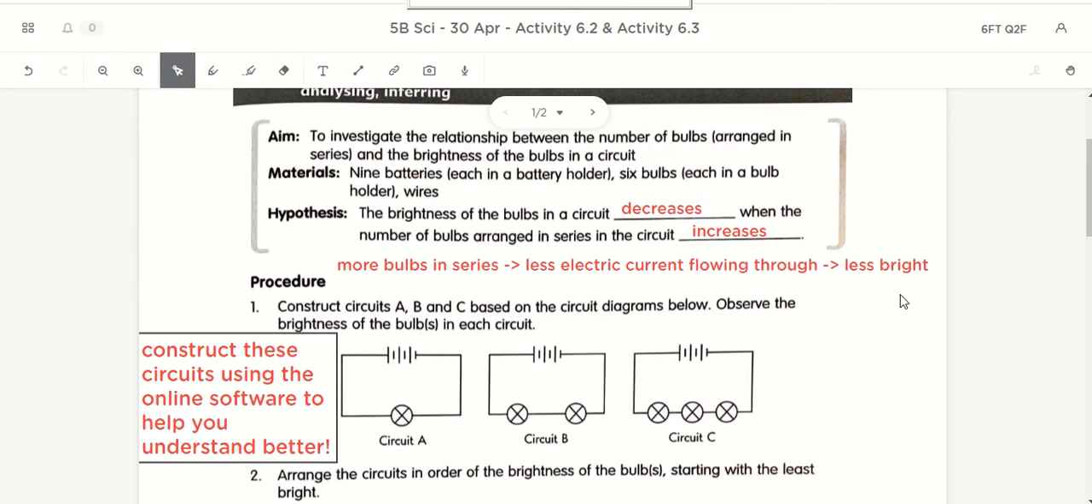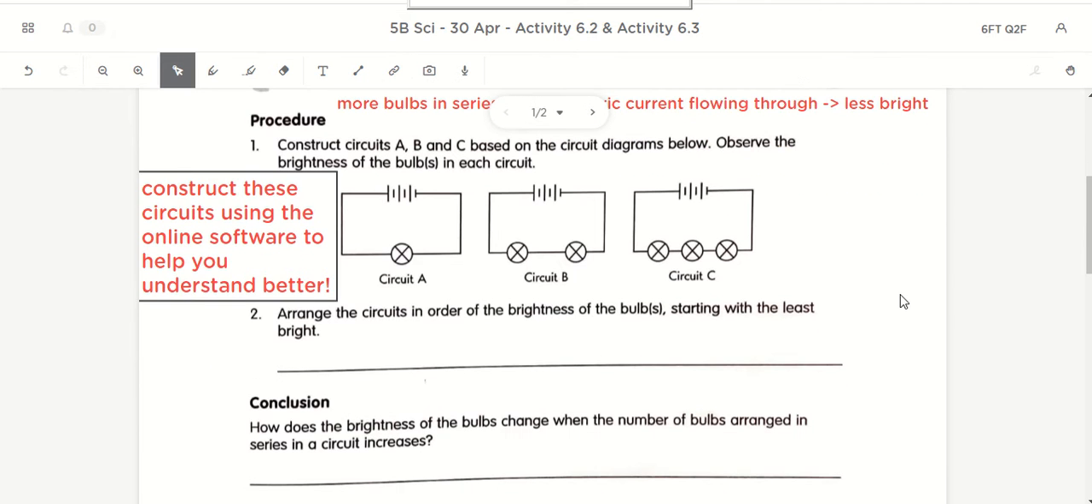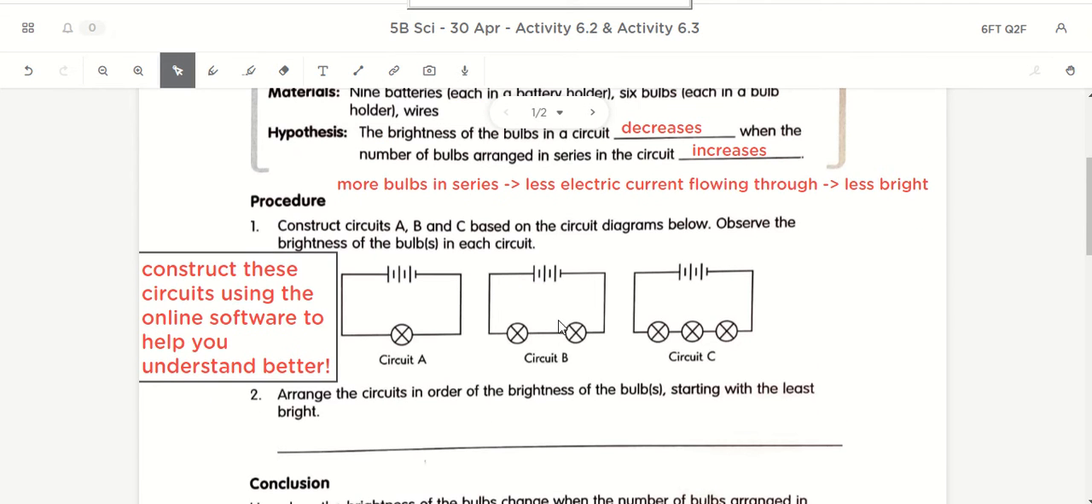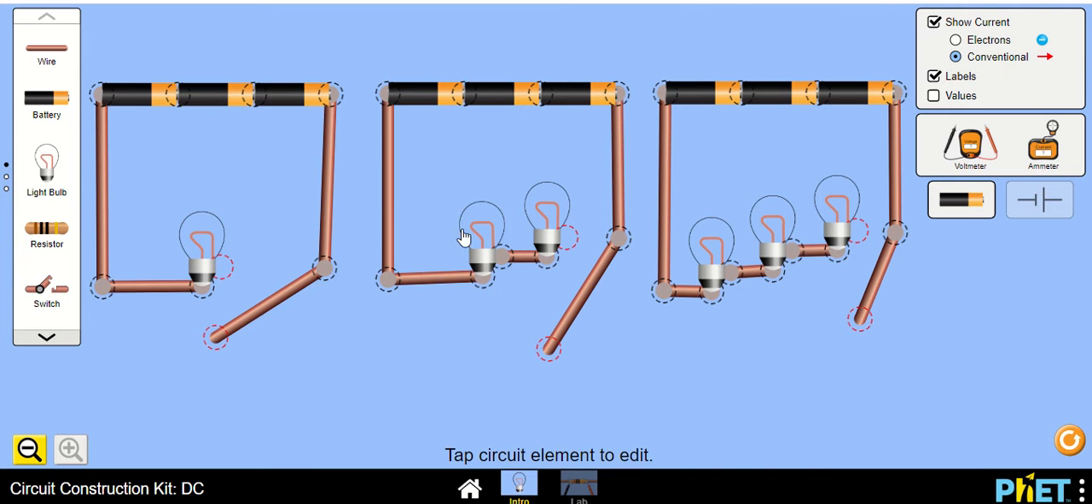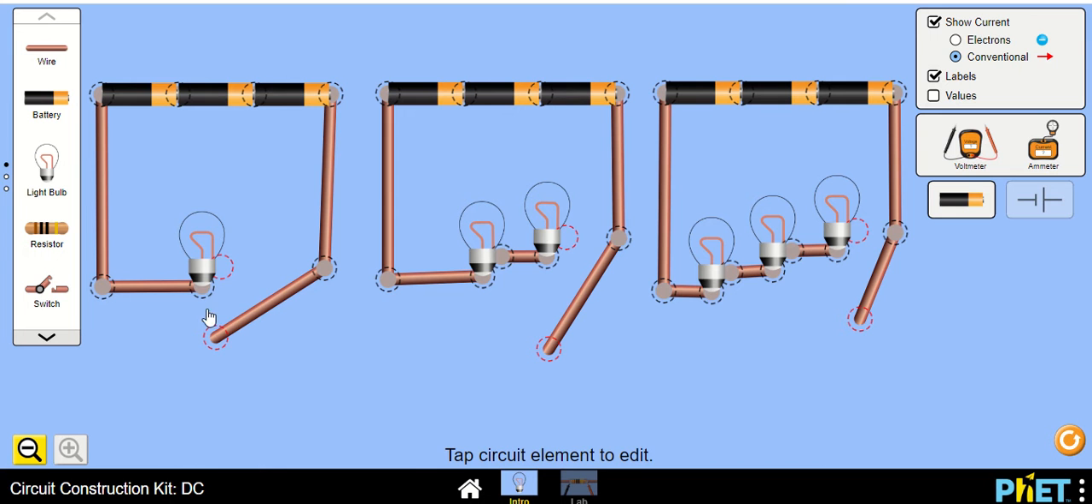Okay, simple as that. So if you have constructed the circuit diagram, circuit A, circuit B, circuit C, which looks something like this, all you need to do is to close up the circuit, and then you'll look for the differences in the brightness of each bulb. So I'm going to close the circuit later, and then after that we'll observe the brightness of the bulbs, starting with the least bright: the least bright, middle bright, and the most bright at the end. Okay, so let's start off.